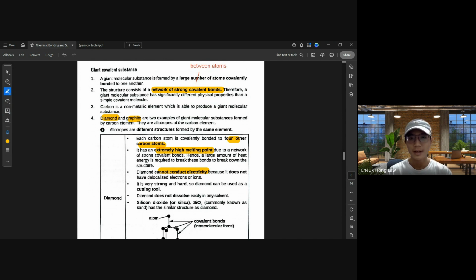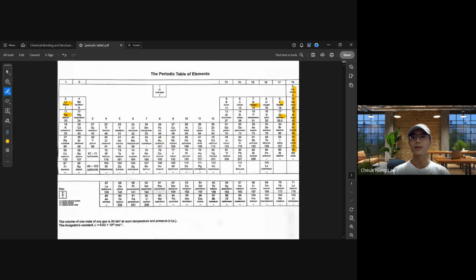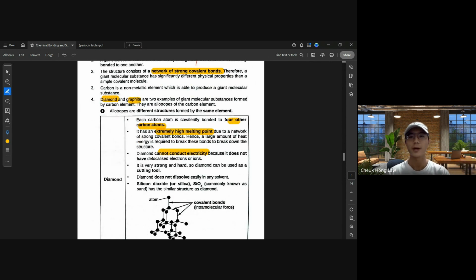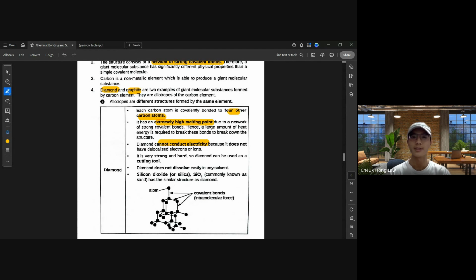Why? It is because each carbon atom is bonded to 4 other carbon atoms. If we look at the periodic table, carbon is in group 14. So it has a valency of 4, which means it can form 4 single bonds only. It can share 4 electrons. After sharing 4 electrons, it cannot share anymore. Okay, so that's the maximum. That means all the electrons are already being used up. If all electrons are used up, there's no leftover that is free to move to conduct electricity. So there are no free electrons and no free ions. Therefore, diamond cannot conduct electricity.